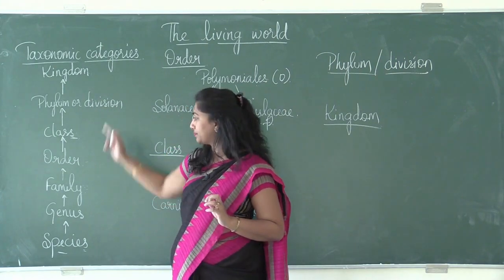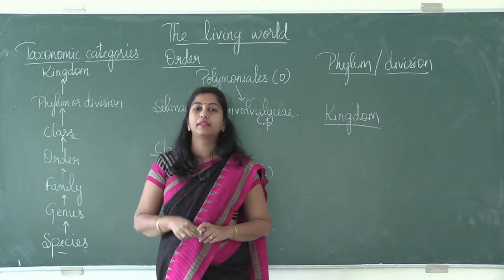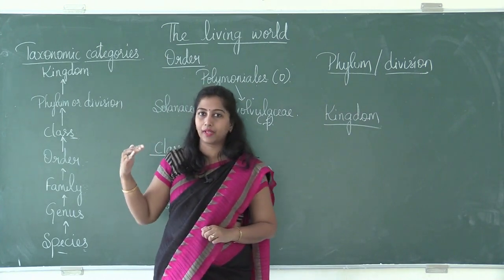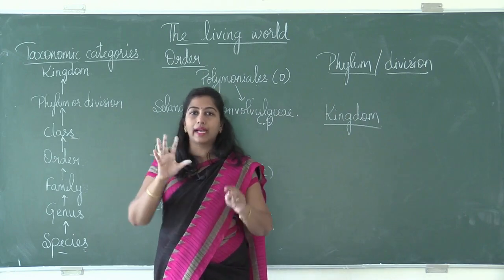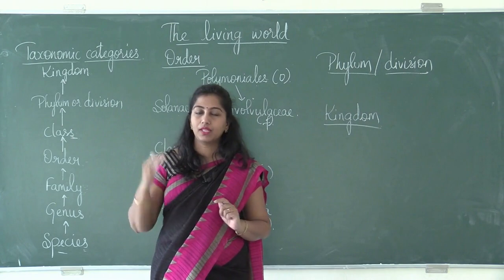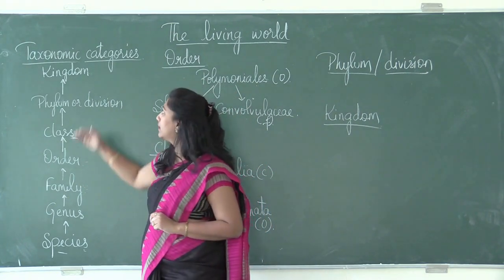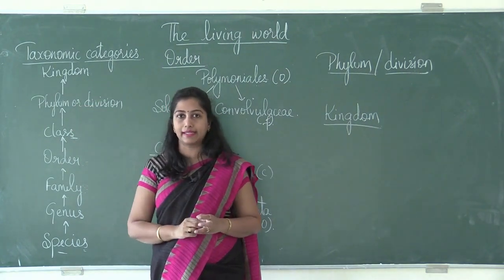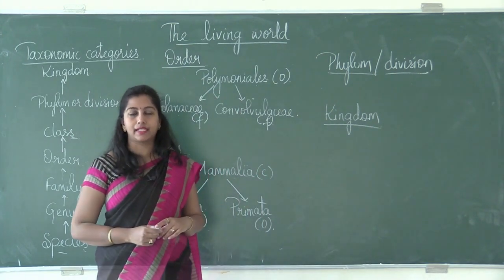As I told, as we go higher and higher in the taxonomic hierarchy, the number of similar characters will go on decreasing. When we go to the higher level, it will be hardly 1 or 2 characters of similarity based on which it has to be grouped. So grouping becomes a bit difficult. A detailed study has to be made for the classification to put them under different rankings. So that is about taxonomic categories.